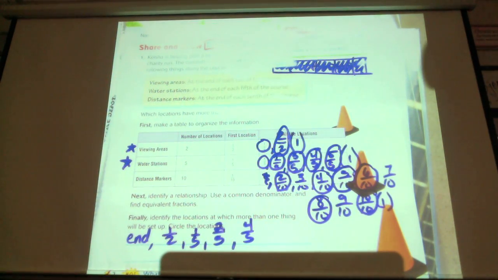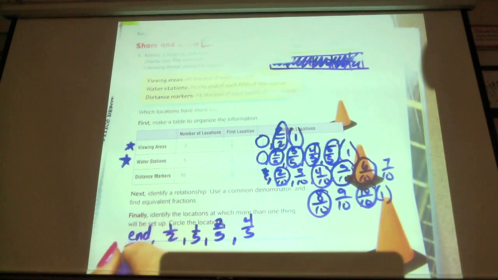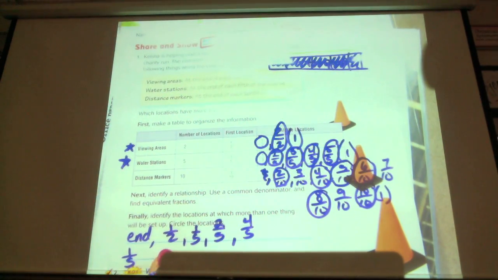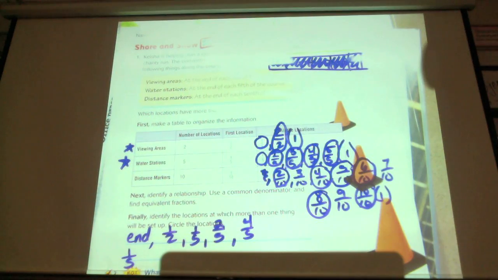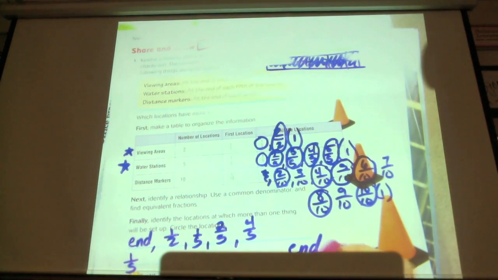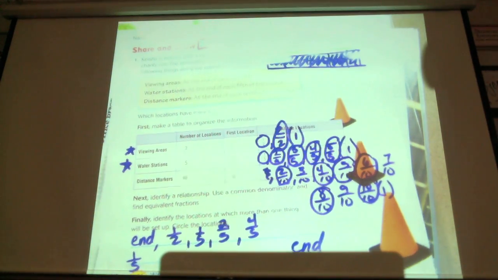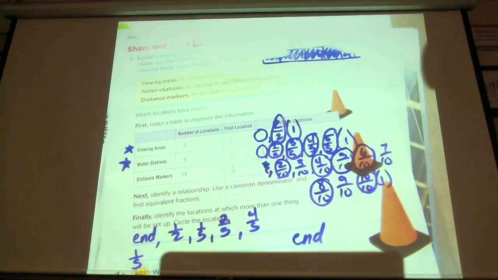What do you think, Daniel? 1/5. Very good. It's the smallest piece. 1/5 is very small. It's less than a half, isn't it? Yes. Okay, and it's less than a half. It's less than the end. That's gonna go over here. That's obvious. I called it the end. Okay, 1/5 is smaller than a half. It's smaller than 2/5 because 2/5 is 2 of them and 1/5 is only 1 of them.